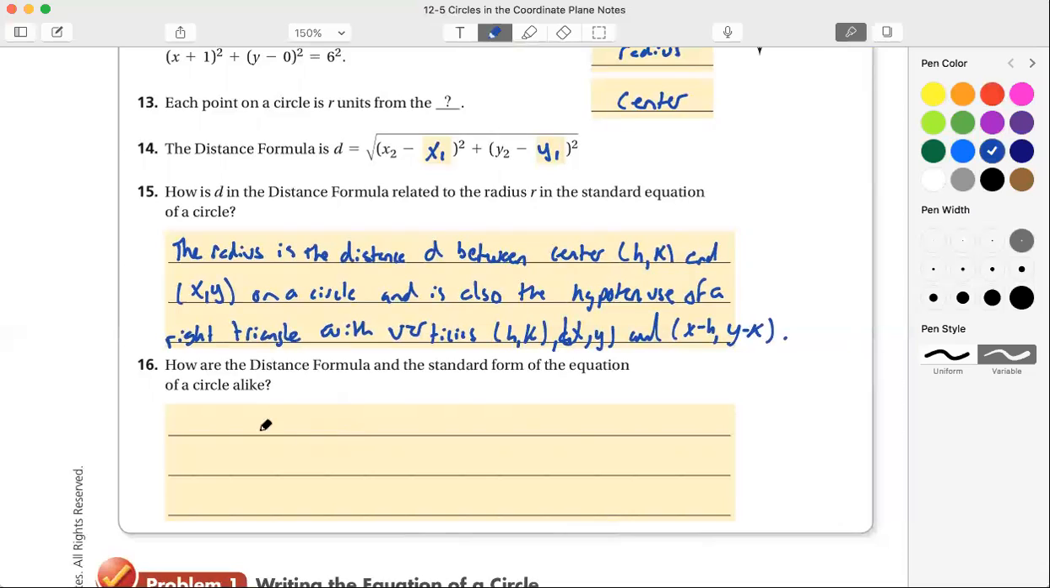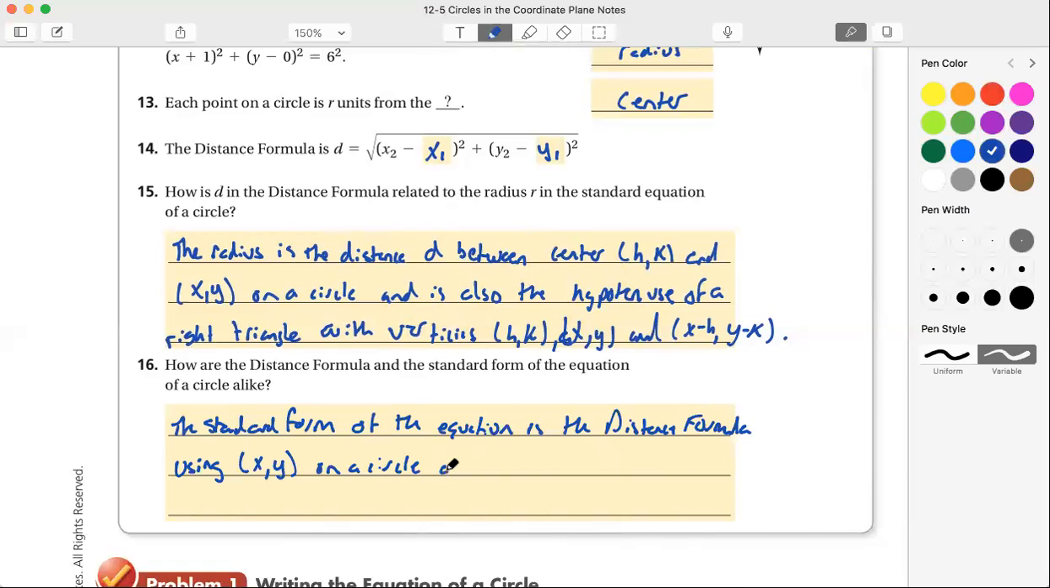So how does the distance formula relate to the standard form of the equation of a circle? The standard form of the equation is the distance formula using (x, y) on a circle and the center (h, k), where the distance is the radius r of the circle.